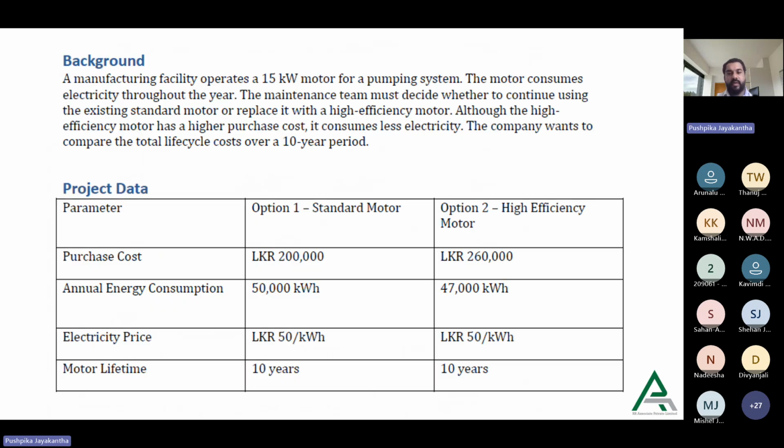Okay. Now there's another case study here, relevant to life cycle cost analysis. There are 2 motors and the details are here. I need your quick engagement for this one. Do the analysis and give me the best option. What is the best option for this one? I will share that case study again in the WhatsApp group.